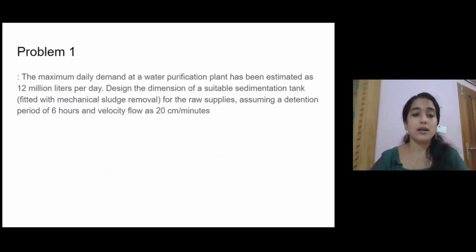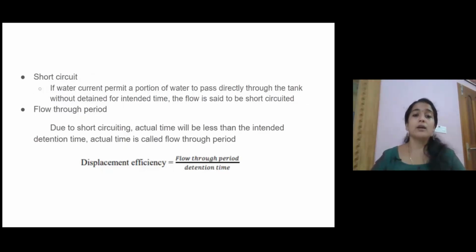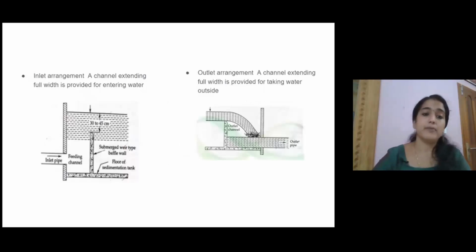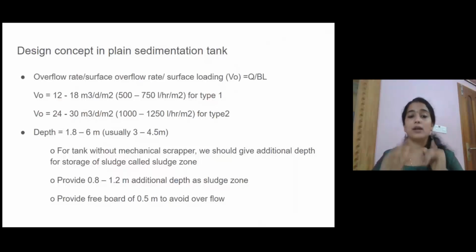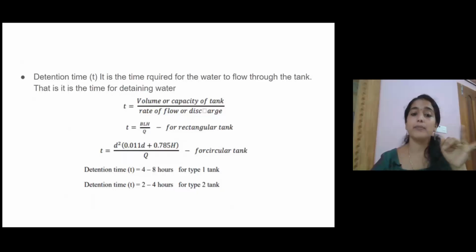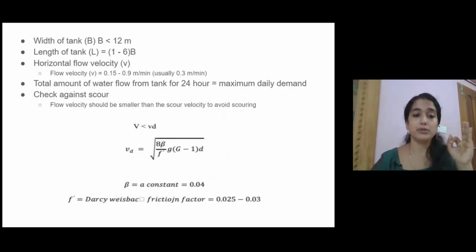These are the design factors for a plain sedimentation tank. First is the overflow rate, then we consider the depth of the tank, then the detention time. For detention time, there are two equations, that is for rectangular cross section and for circular cross section, and for type 1 settling and type 2 settling.